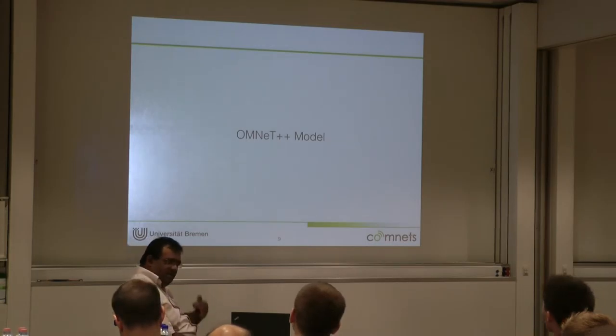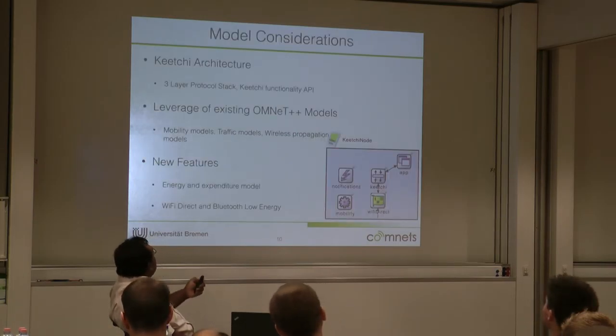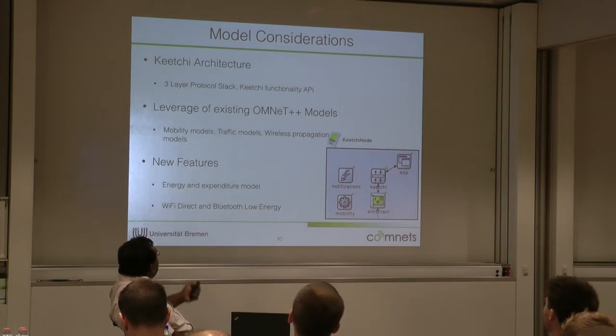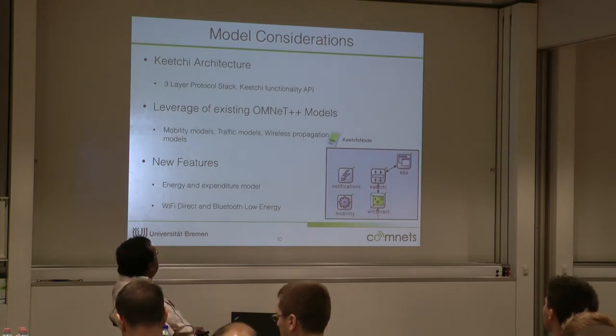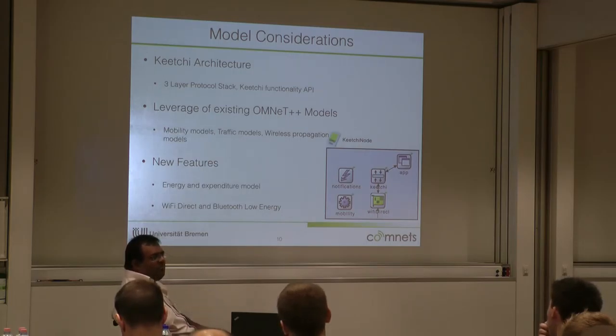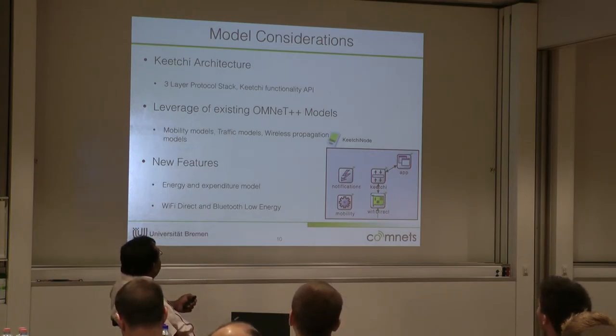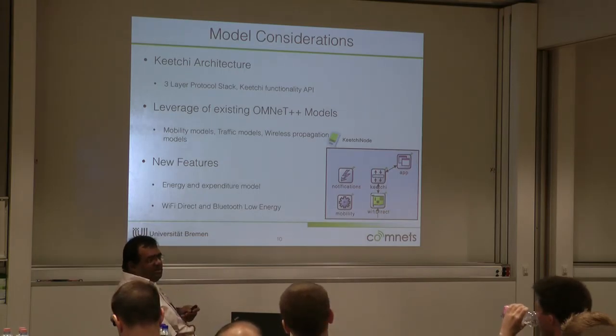As I said, preliminarily, we've looked into building an OMNeT model. We've identified this three-layer protocol stack with the Keychi functionality. Of course, we want to leverage the existing OMNeT models, the mobility models, the traffic models, the virus propagation models. They are really good as a starting point. But the scenarios we are looking at are a bit different and the mobility patterns are different, so we want to go beyond and extend the model in terms of the Keychi functionality.